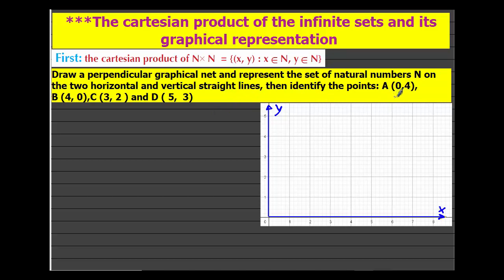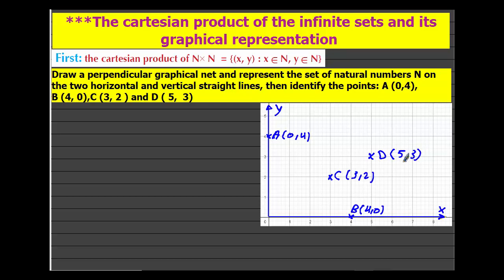The point A of coordinates (0,4). Here this point is (0,4). B (4,0). Notice that the two points A and B are not equal. C (3,2). So start from 0, 1, 2, 3. Then up 2 steps, 1, 2. So here C of coordinates (3,2). D (5,3). Again start from 0, 1, 2, 3, 4, 5, then up 1, 2, 3. Here, the point D.